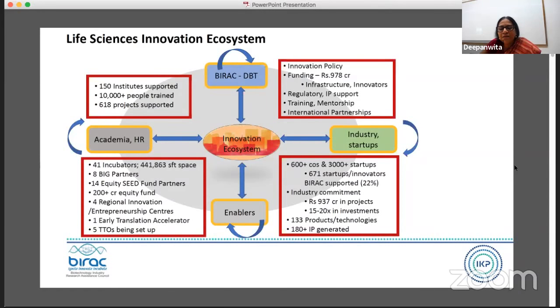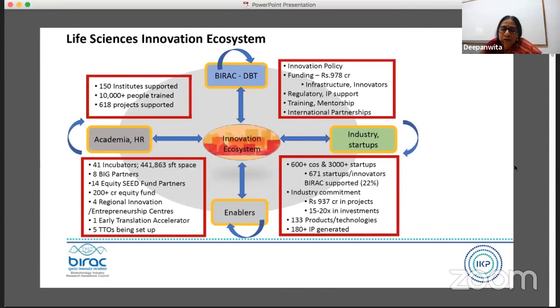What do the industry and startups do at this point? If you look at the entire ecosystem, there are about 600 established companies and about 3,000 startups. Of these, 671 startups and innovators have been supported by BIRAC, which is 22%, which is actually a fantastic number. If you look at the industry commitment, of the 978 crores of funding that has come from BIRAC, industry has put in 937 crores.